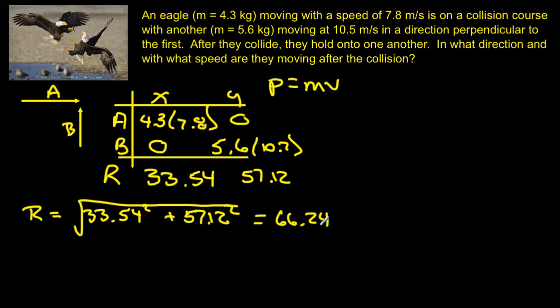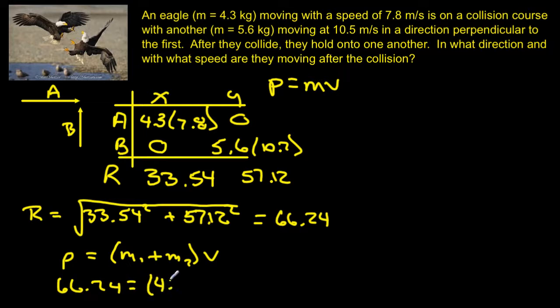Now we know the momentum afterwards is going to be a combined mass, so that momentum has to equal m1 plus m2 times some new velocity. So we'll put our value in here of 66.24 equals the two masses added together, 4.3 plus 5.6, times v, and if we solve that, we will get v equals 6.7 meters per second. So that's how fast they're going to travel.